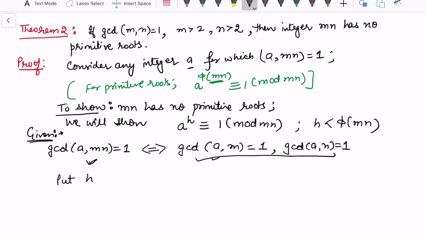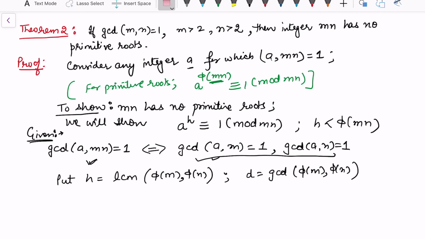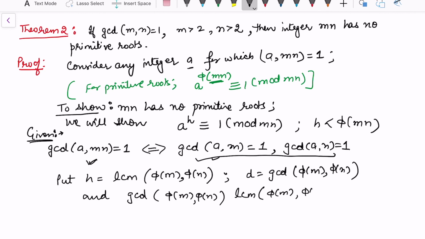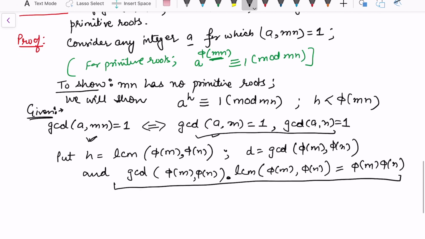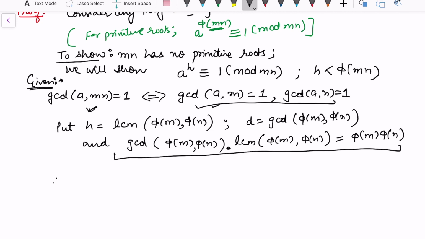So put h as the least common multiple of phi m and phi n, and let me take d as the GCD of phi m and phi n. And we know the result that the product of the GCD of the two numbers phi m and phi n and the least common multiple of the two numbers is the product of the numbers phi m into phi n. So this is the result that I am going to use. Once I use this result, this itself means h is phi m into phi n divided by d.